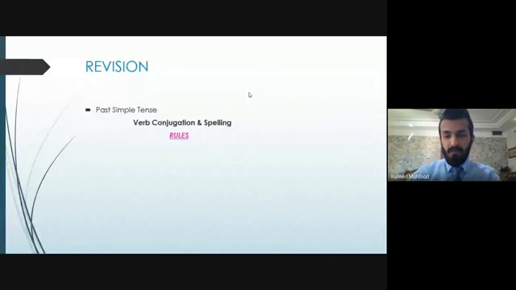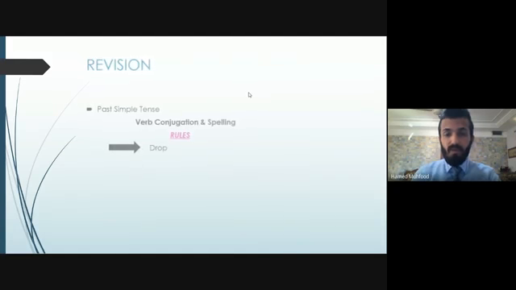We said that in English we have two types concerning how to change the form of the verb. We said that we have two types of verbs, regular and irregular, right? Okay. So now, rules of verb conjugation and spelling. Now we are speaking about what? We are speaking about regular verbs.